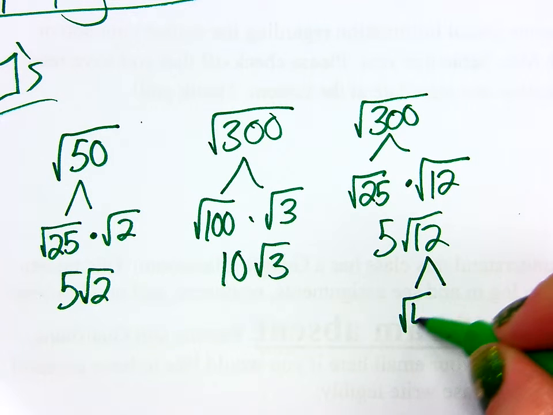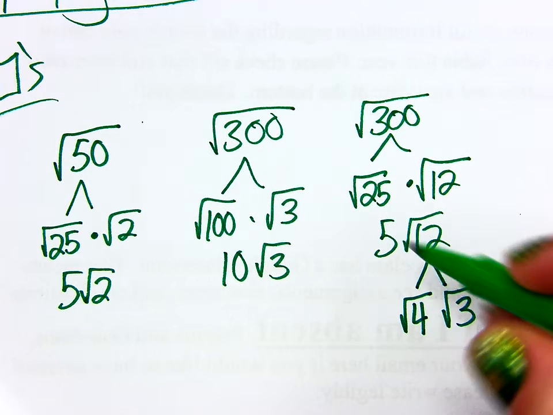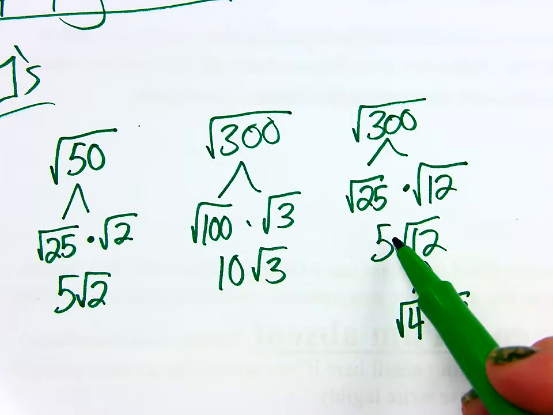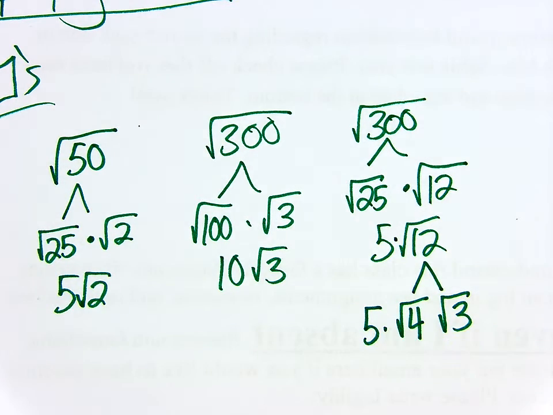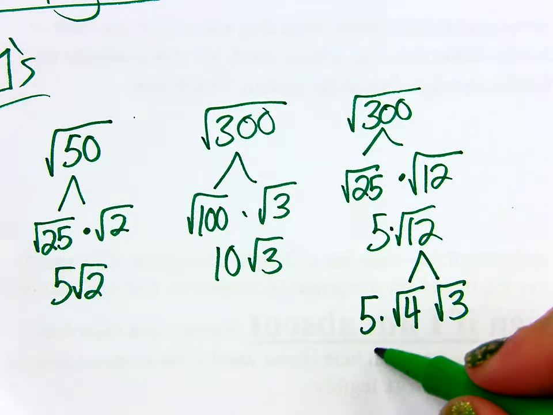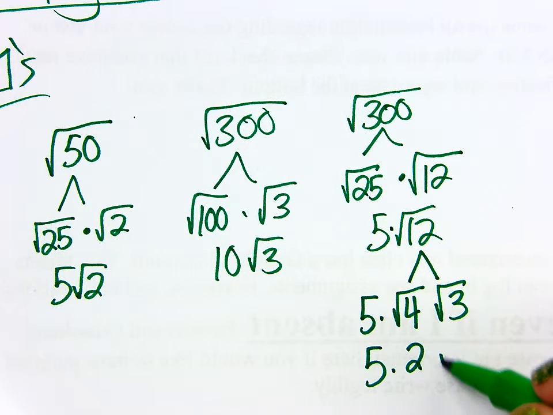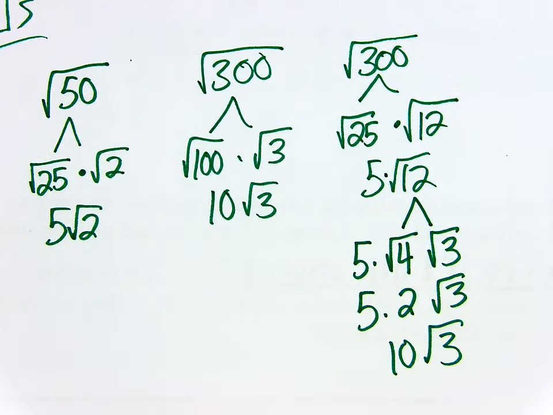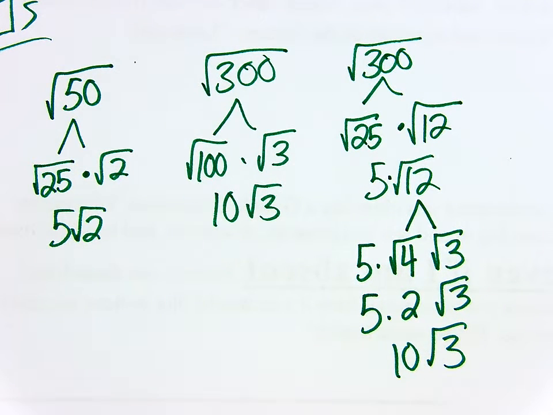Square root of 12 can be broken up into the square root of 4 times the square root of 3. What operation is between the 5 and the... Multiplication. Yeah, it's just multiplication. So I can just bring that down. So that would be 5 times 2 times the square root of 3. I eventually get 10 root 3. But my goodness, you literally did twice the work.